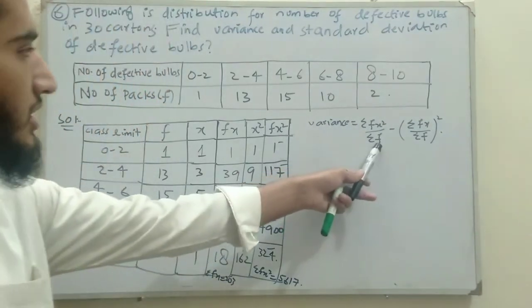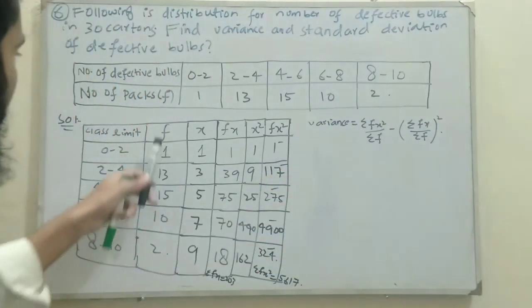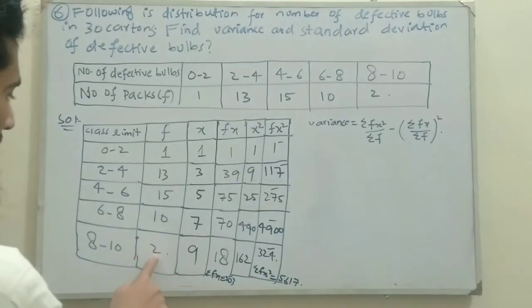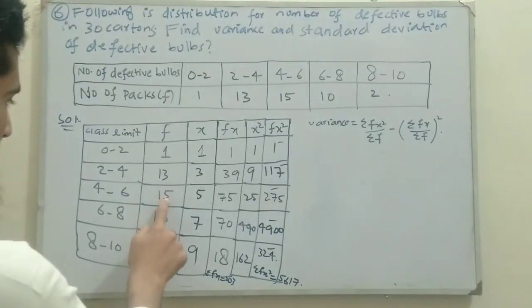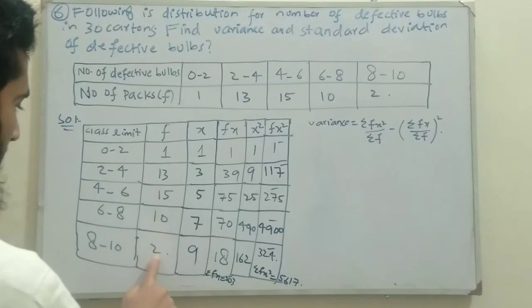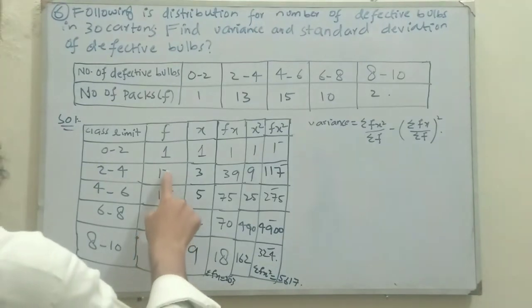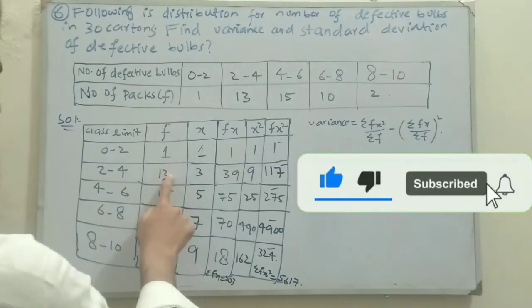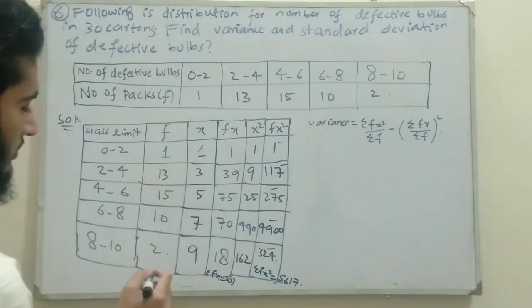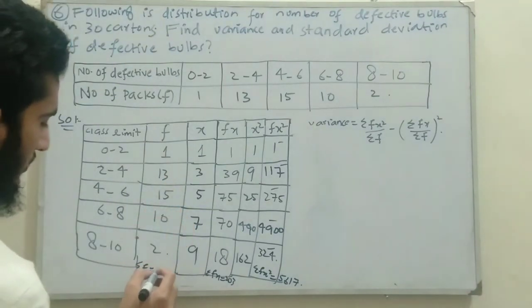We are also finding the summation of f. So the summation of f means 10 plus 2, 10 plus 15, 25, and 25 plus 2, 27, and 28, and after this 31. So 13, it will give us 41. So summation of f is 41.